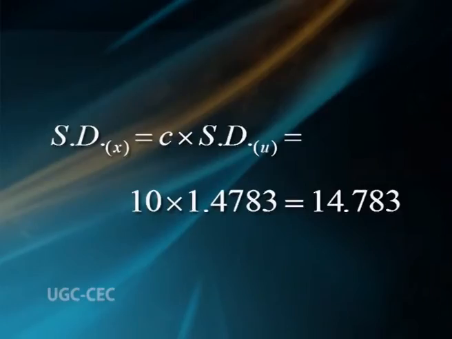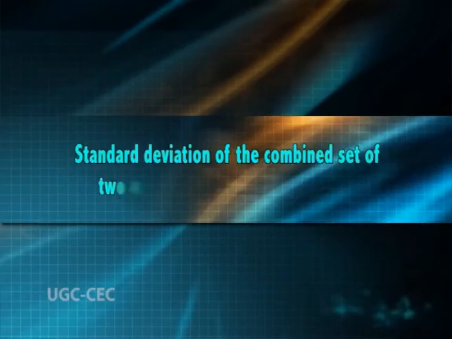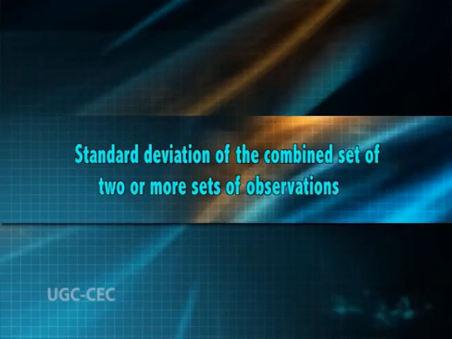Then standard deviation of x value is equal to c into standard deviation of u value, that is 10 into 1.4783, that is 14.783. Standard deviation of the combined set of two or more sets of observations.